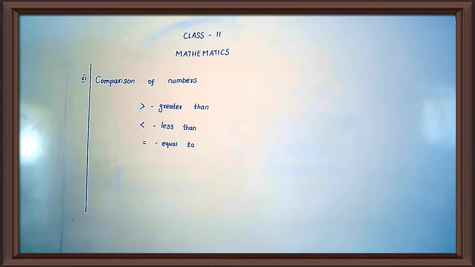Then leave one finger space and write less than. Then the third symbol is equal to. Comparison of numbers. We can use three types of symbols. The first one is greater than, then less than and equal to. Okay? All of you have it written? Okay.